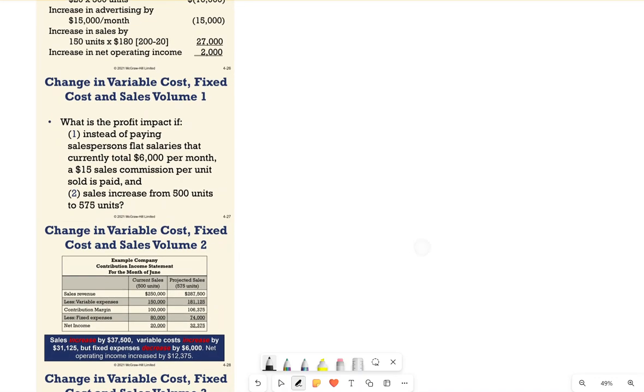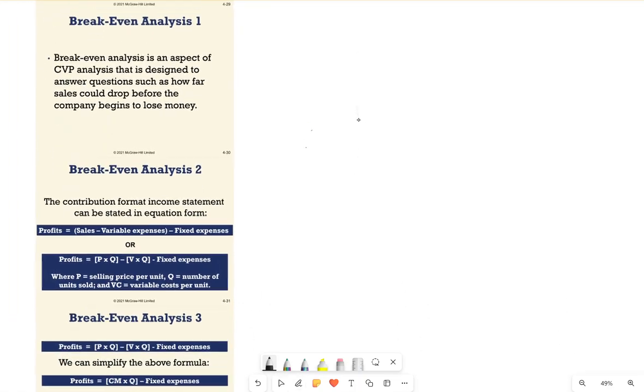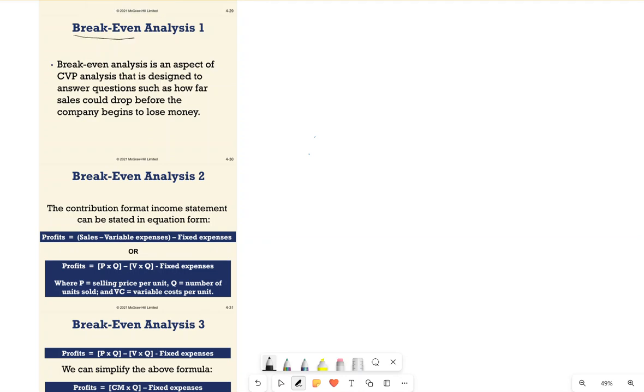Now, of course, you could do this and then work out the number. I don't want to keep doing these similar questions. What I wanted to do is go to break even. First of all, what is break even? Break even is how many units we have to sell in order to break even. You want to recover your variable expenses and your fixed expenses, without losing any money.